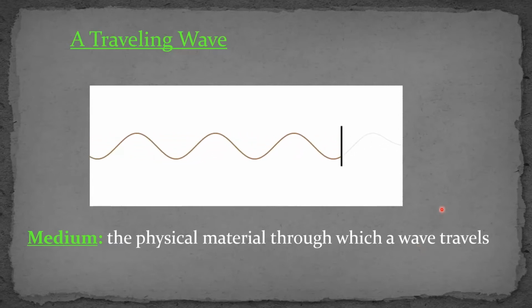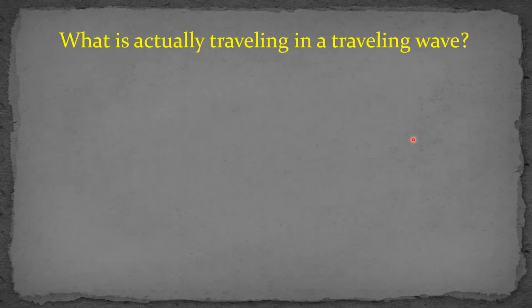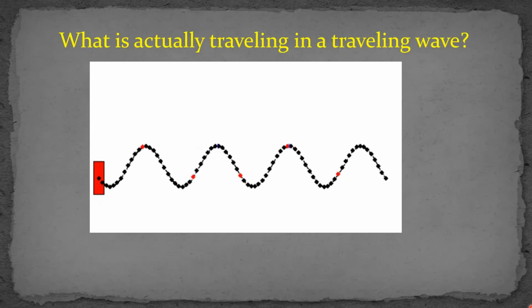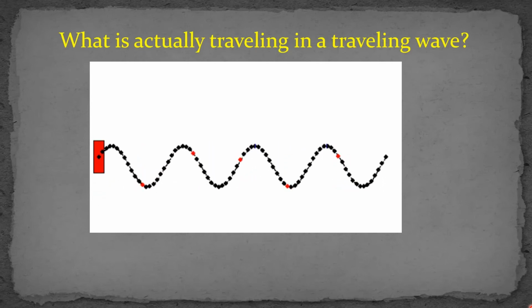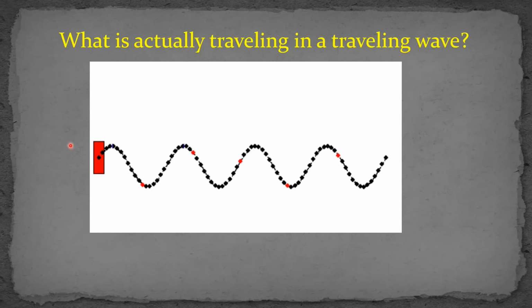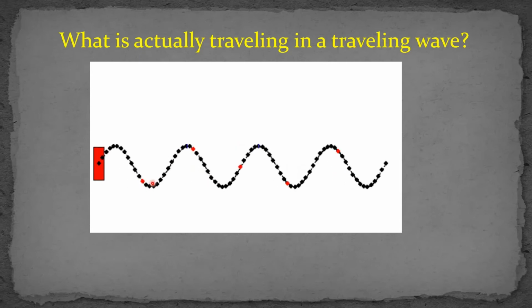So if we have a traveling wave, that brings up a new question. What is actually traveling in a traveling wave? Here I have the same idea. It's a wave on a string, but just a slightly different animation. In this one, I want to look more like the PhET simulation where we're looking at individual particles that make up the rope.